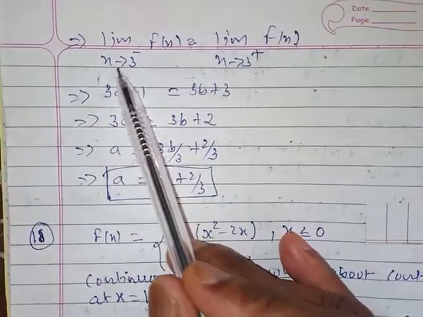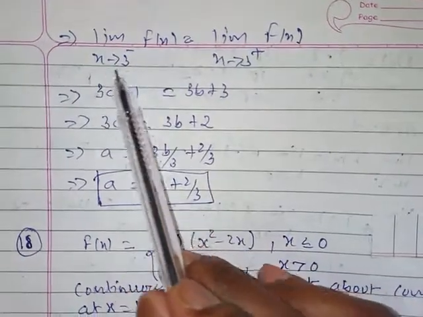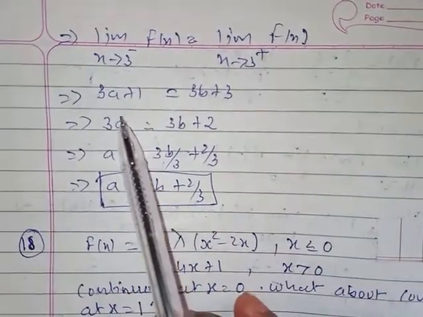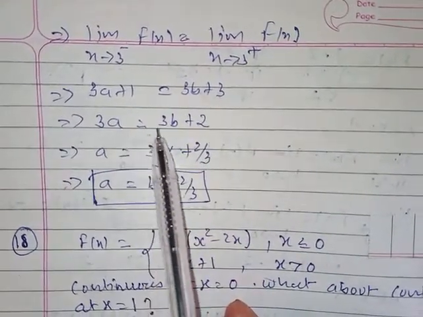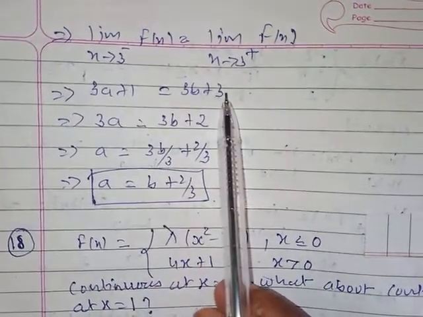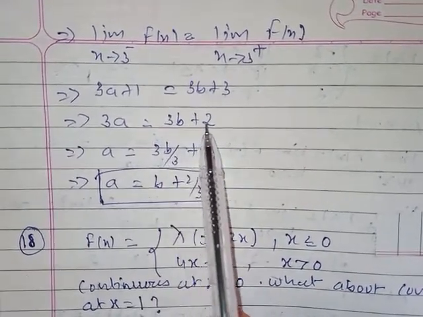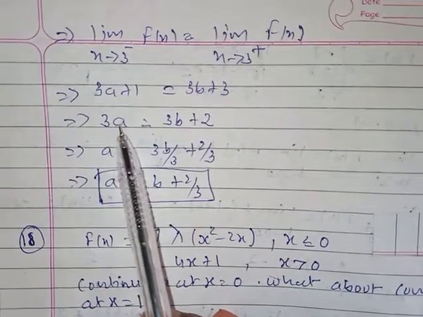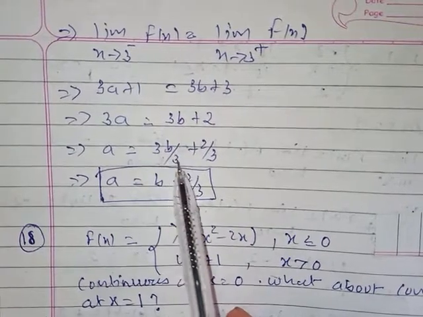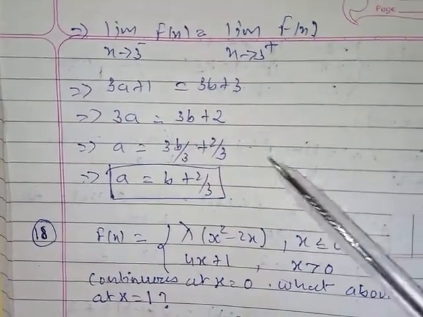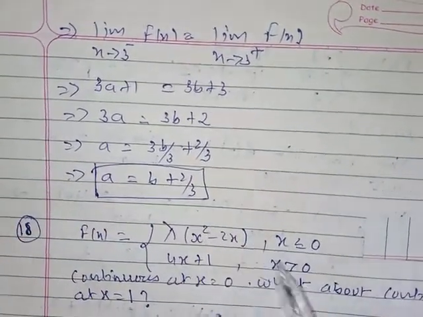Limit x tends to 3 minus f of x is equal to limit x tends to 3 plus f of x, since the function is given to be continuous at x is equal to 3. Therefore 3a plus 1 is equal to 3b plus 3. Taking 1 to the other side, it is subtracted, so 3a is equal to 3b plus 2. If you divide this by 3, we get a is equal to b plus 2 by 3.